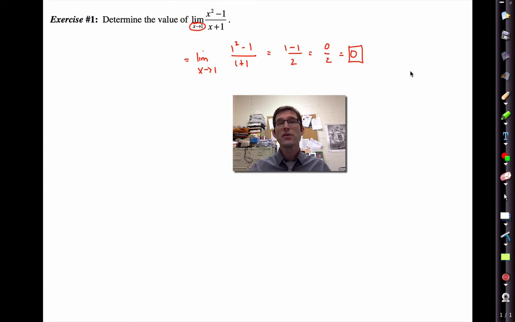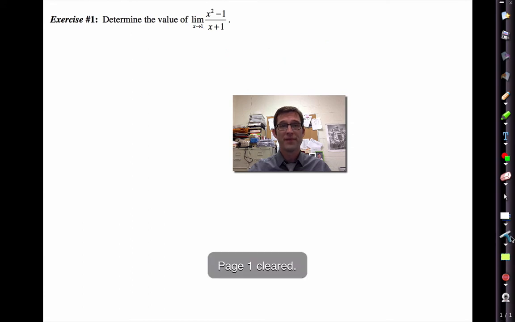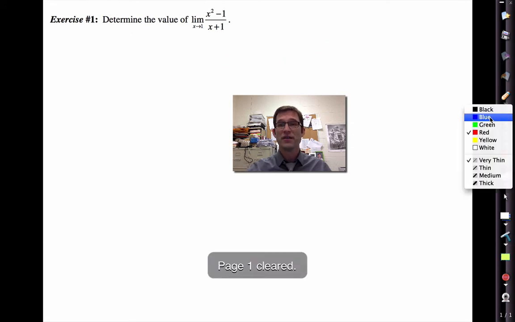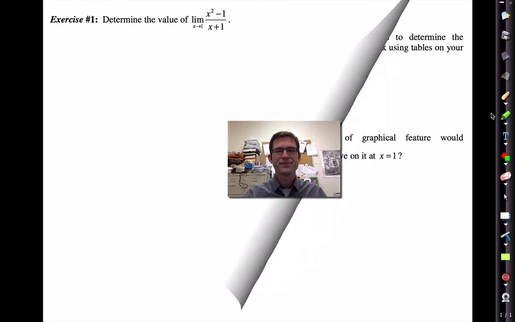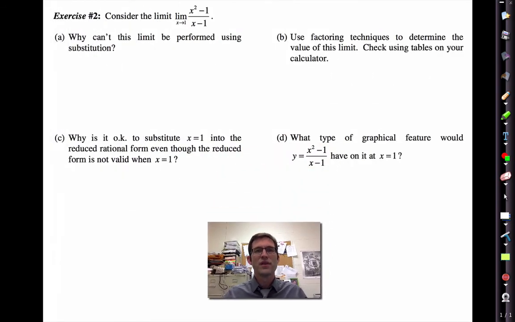All right, I'm going to clear this text out, and then we're going to go on and do something that's worth our time. So let's move on to the next problem. Now let's consider the limit as x goes to 1 of x squared minus 1 divided by x minus 1. Letter A. Why can't this limit be performed using substitution? Think about that for a moment.